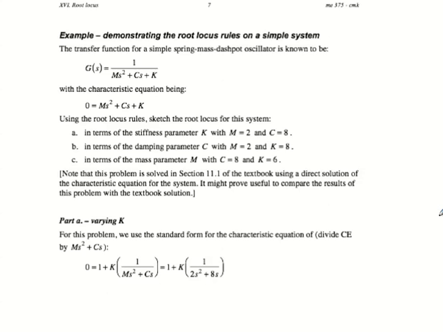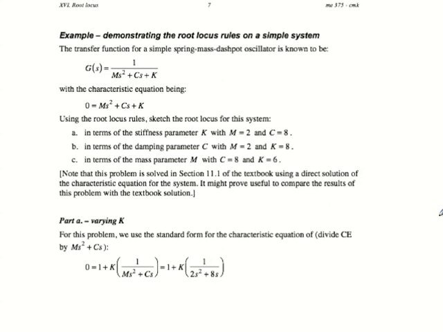For this example, we're going to look at a familiar looking transfer function, and that's the transfer function for a single degree of freedom spring mass dashpot system. Our goal here is to look at the root locus plot for three different cases.